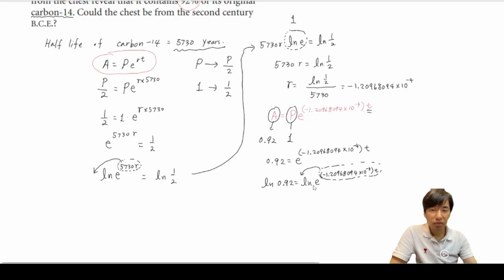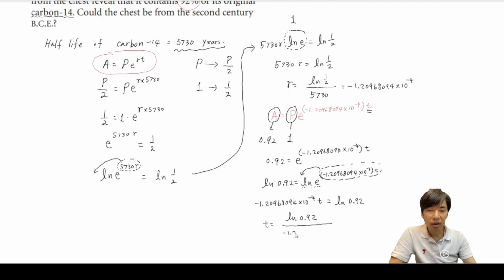Then this becomes, let me switch the right-hand side and left-hand side, negative 1.20968094 times 10 to the negative fourth times t. And ln e is 1, so you don't have to write that down. And this is equal to ln 0.92. So t is equal to ln 0.92 divided by negative 1.20968094 times 10 to the negative fourth.